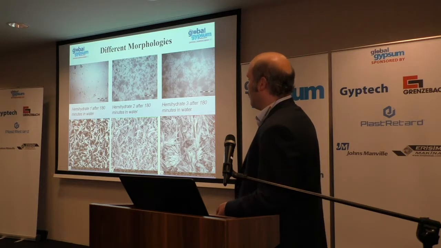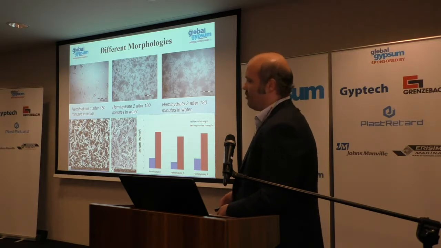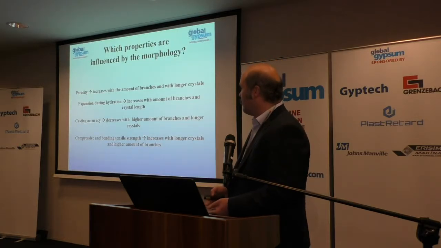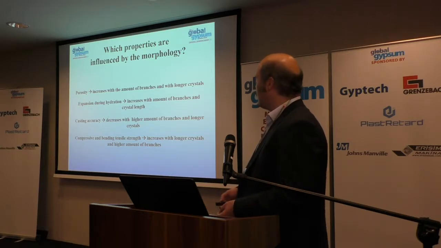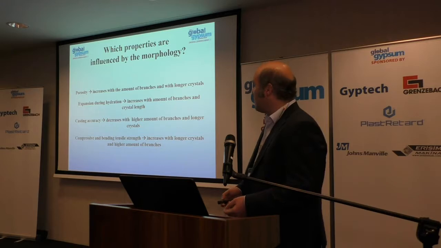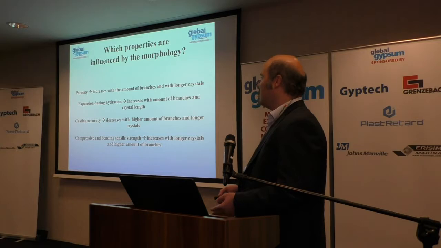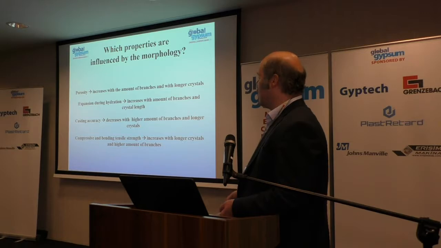crystals with many branches. And we checked, for example, the strength: the bending tensile strength increases if you have more branches, and the compressive strength increases if you have larger crystals and more branches. Other technical properties are influenced too: the porosity increases if you have more branches or larger crystals. The expansion during hydration is larger if you have more branches and larger crystals. The casting accuracy unfortunately decreases if you have larger crystals. And the compressive and tensile strengths are also increased if you have larger crystals with more branches.